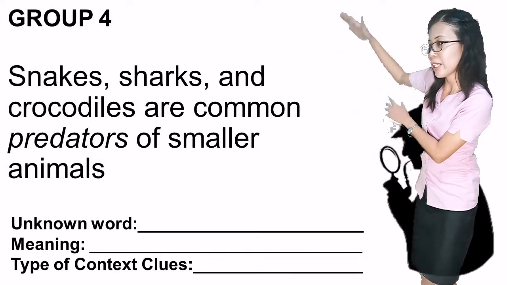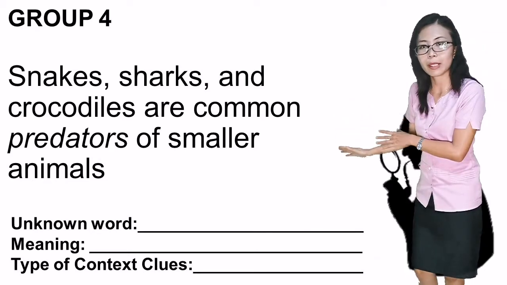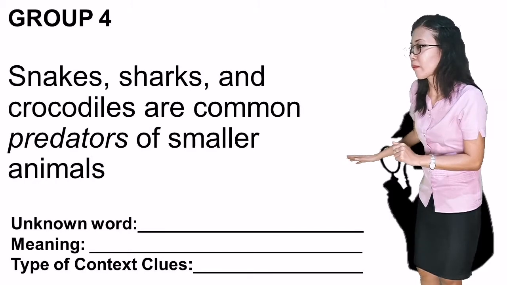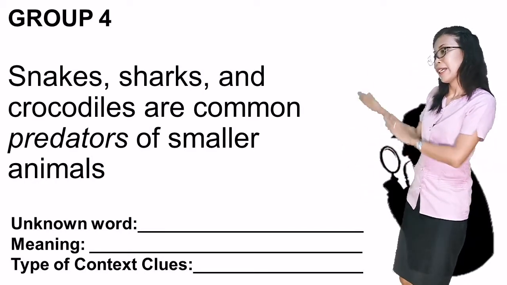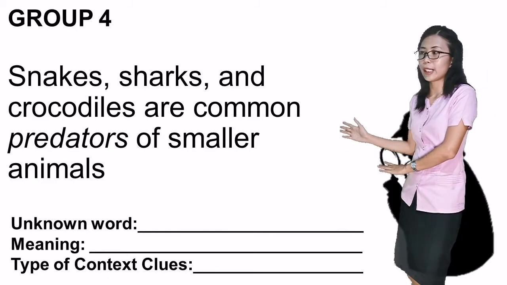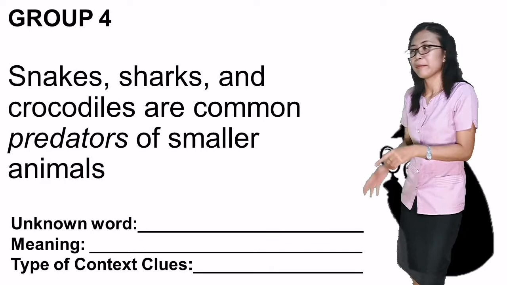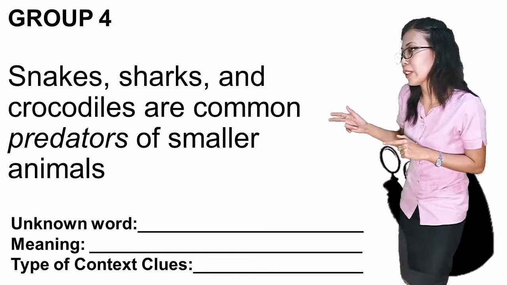Snakes, sharks, and crocodiles are common predators of smaller animals. The unknown word is predators. And the meaning of that word is, okay, by the way, let us look for the clue there.